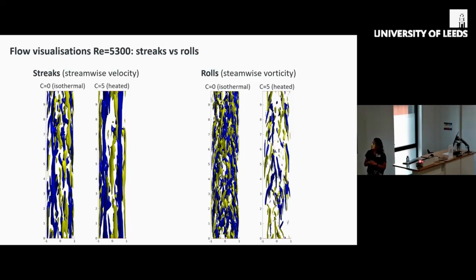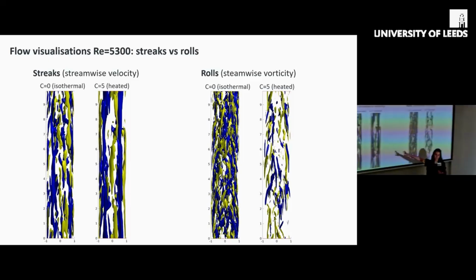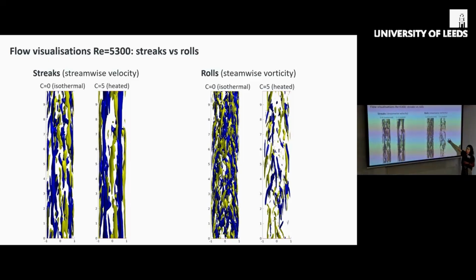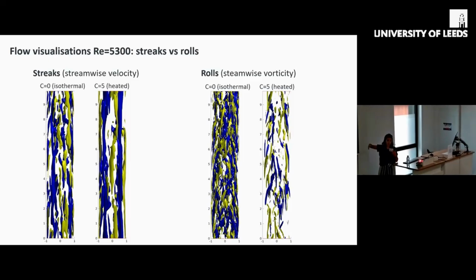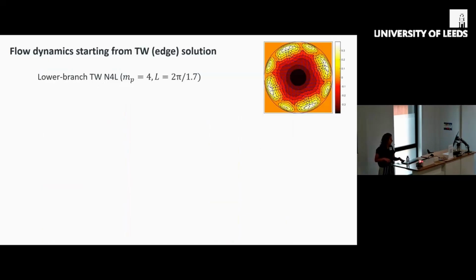We see that in the presence of heating, the streaks are not very much affected, while the rolls are much reduced. So this suggests that it is the suppression of the rolls rather than the streaks that leads to the laminarization. And we can compute traveling wave solutions. For example, we can continue a known traveling wave solution from the isothermal case to the case where C is greater than 0. If we do that, for these solutions that are embedded in the edge, we find that they are also suppressed.